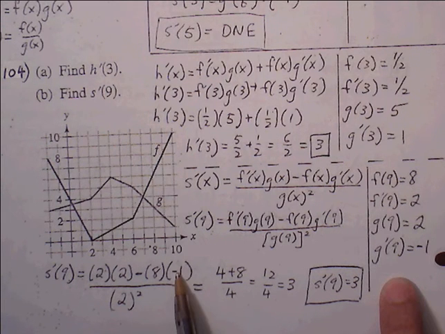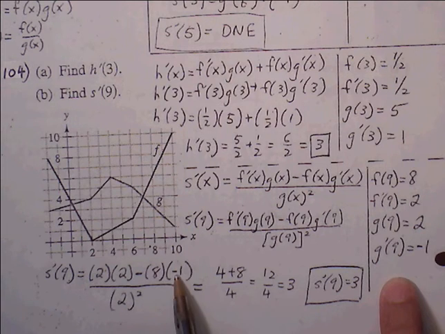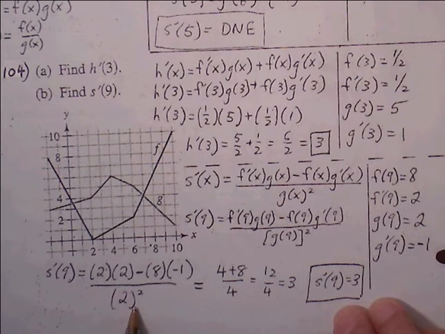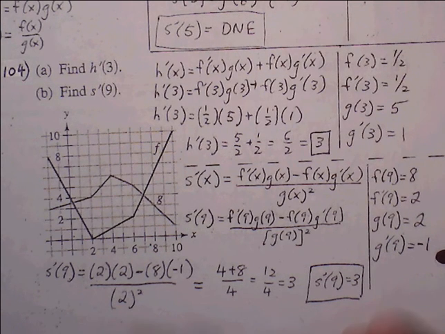Okay, and then finally g prime of 9. So g prime of 9 is the slope of the g graph at 9. So if I choose 2 points here, down 1 over 1, negative 1. All over g of 9 squared. So g of 9 is 2. So all over 2 squared. So 4 plus 8 over 4. 12 over 4 is 3. So s prime of 9 is equal to 3.